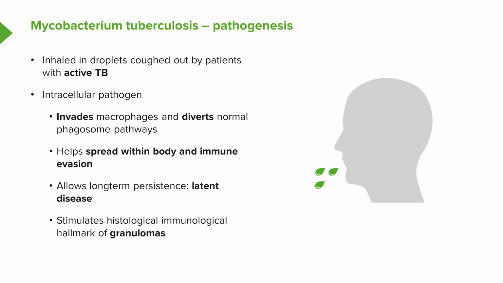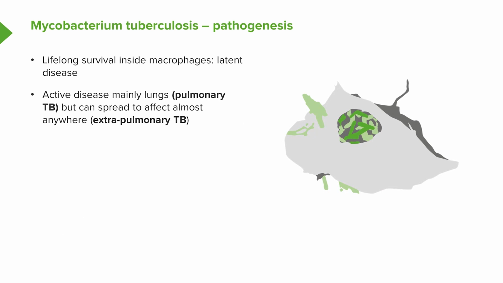In addition, there's a certain inflammatory response to this infection, which causes a very distinctive histological appearance called granulomas. And that is one of the hallmarks of tuberculosis infection, the presence of granulomas in the infected tissue. So, to talk about the disease, there's two main forms. There's pulmonary tuberculosis, which is TB affecting the lungs, and there's extrapulmonary tuberculosis, which is TB affecting outside the lungs.